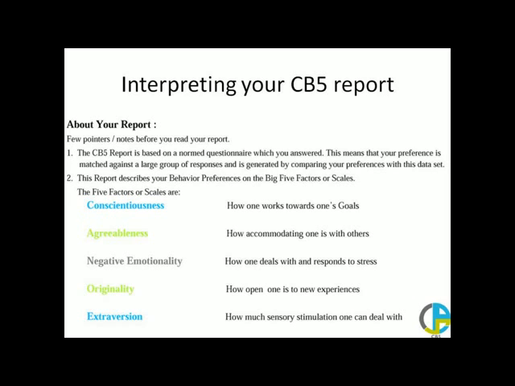The 5 factors or scales are: conscientiousness, that is how one works towards one's goals; agreeableness, how accommodating one is with others; negative emotionality, how one deals with and responds to stress; originality, how open one is to new experiences; and extroversion, how much sensory stimulation one can deal with.